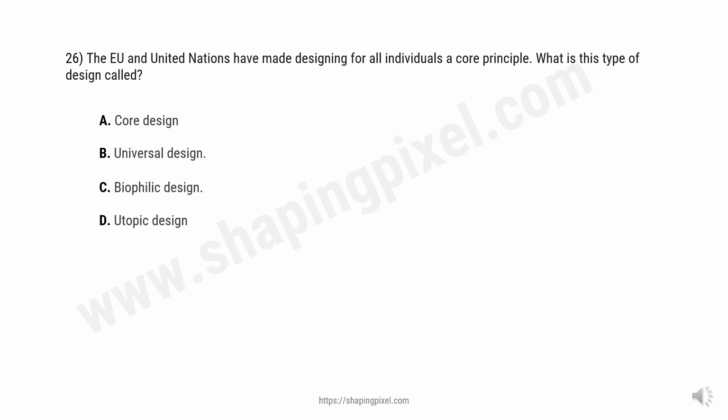Question number 26. The EU and United Nations have made designing for all individuals a core principle. What is this type of design called? Option A, core design. Option B, universal design. Option C, biophilic design. And option D, utopic design. And the correct answer is option B, universal design.